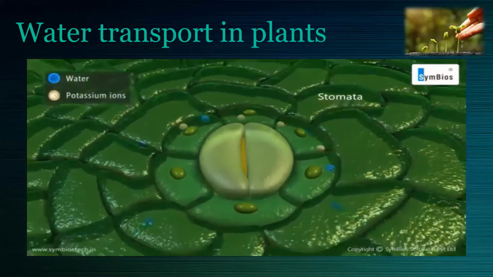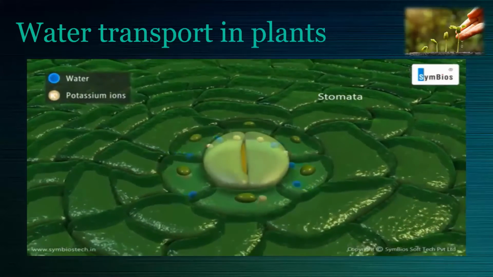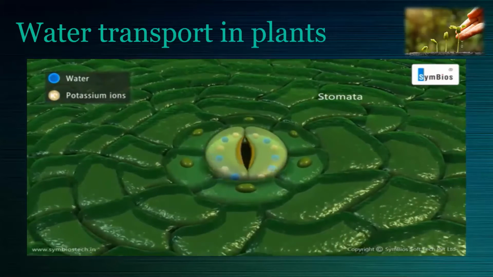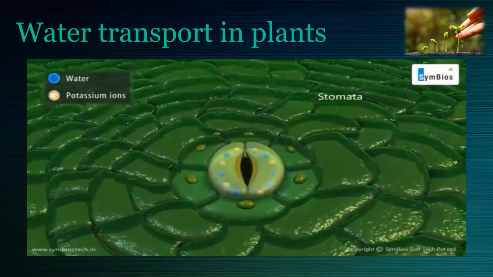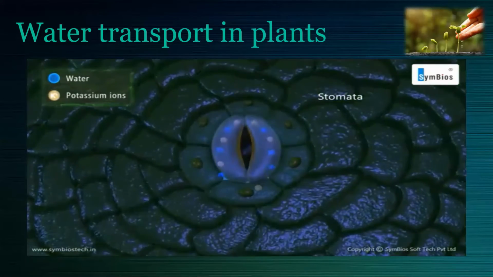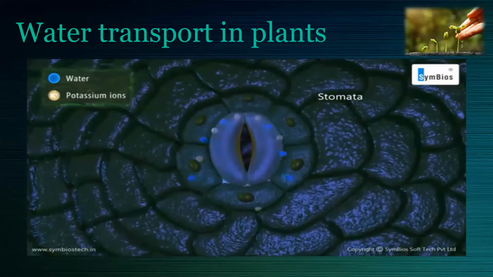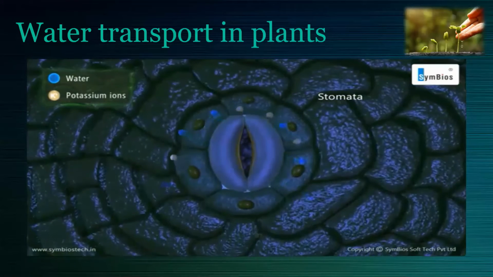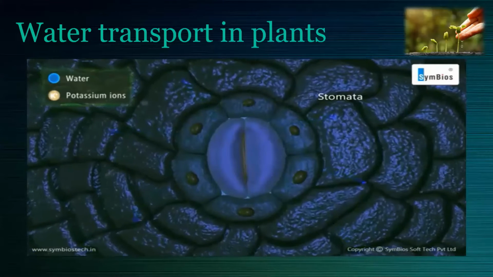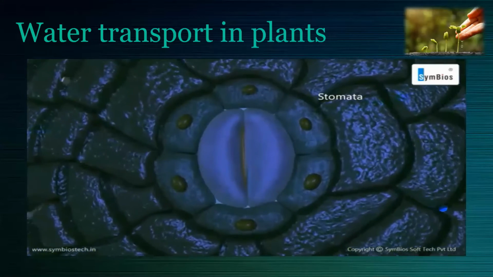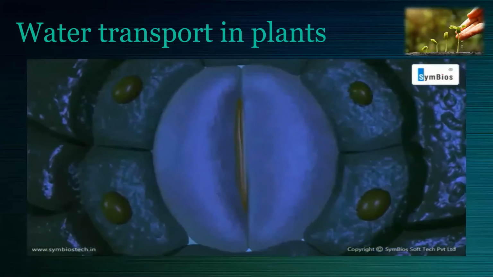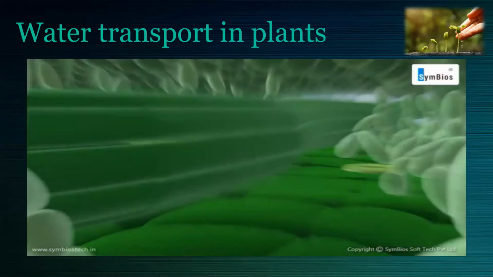During the daytime, water enters the guard cells along with potassium ions. This brings about a change in the shape of the guard cells, and the stoma opens. During the night, the potassium ions and water molecules leave the guard cells. Thus, the turgidity decreases and the stoma closes. Stomata also act as main sites of gaseous exchange in plants.